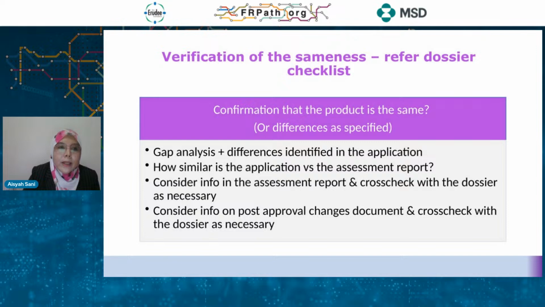So from the assessor point of view, based on the dossier checklist that I have shown in the previous slide, prepared by the applicant, the NPRA assessor will take note of the differences, if any, and then focus on verifying the sameness. We consider information in the assessment report by the reference agencies and also the post-approval changes document, and then we will cross-check with the dossier as necessary.